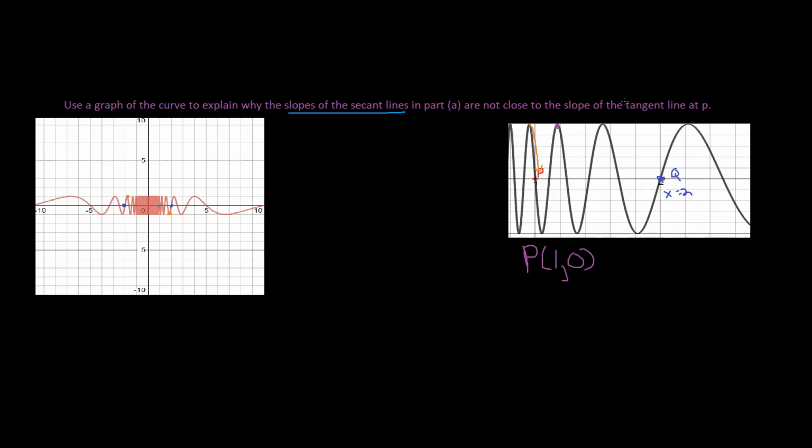Alright, so let me reiterate what I've been trying to tell you. The slope of the secant line are not close to P because of how stretched out the curve is towards the y-axis. And so there could be another sufficient answer for this question, but I believe that is sufficient enough for this question. Thank you everyone.